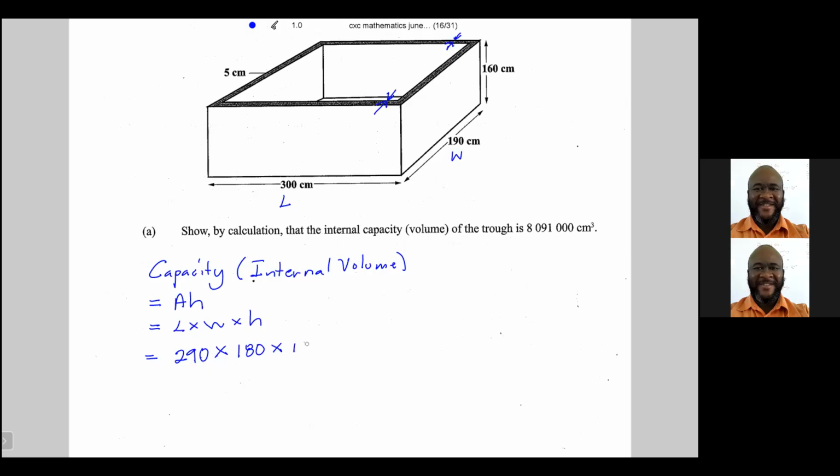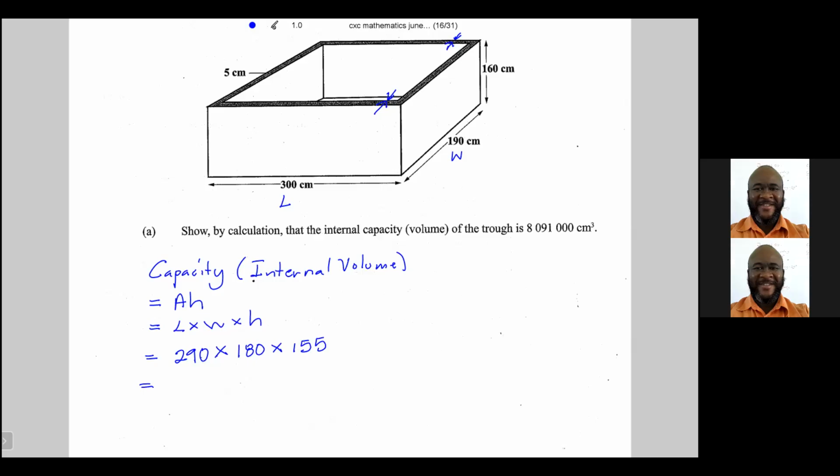because the base is 5 centimeters thick, 155 centimeters. So that's the internal length multiplied by width multiplied by height, because the inside of the container is a cuboid. The internal length is 300 minus 10, the internal width is 190 minus 10, and the internal height is 160 minus 5, which is 155.